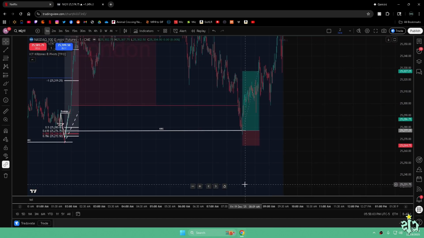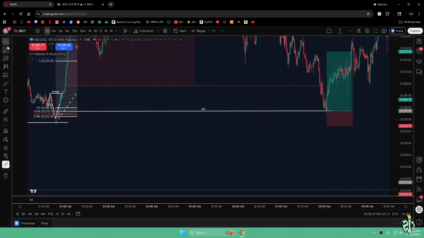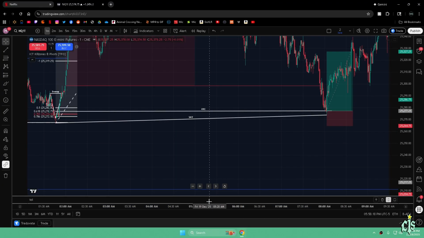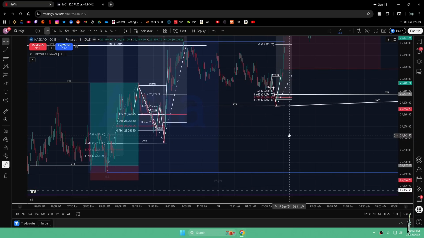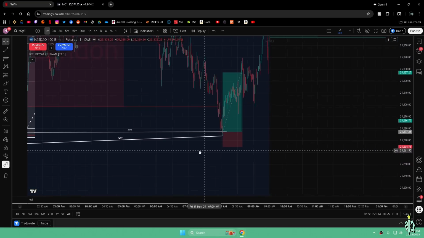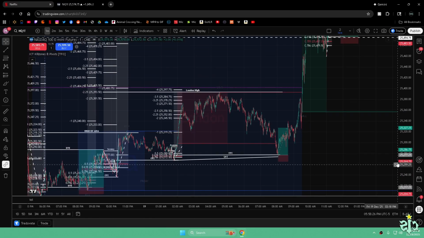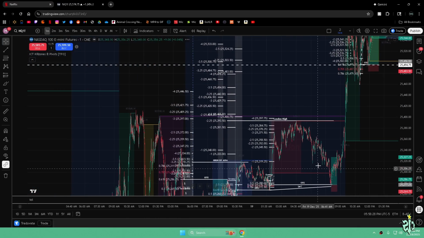Okay, we get one final fake sweep, right? Creates this SMT. Meaning it's not gonna go lower than this, right? So you could have took this all the way to our buy side liquidity, wherever we had that at.